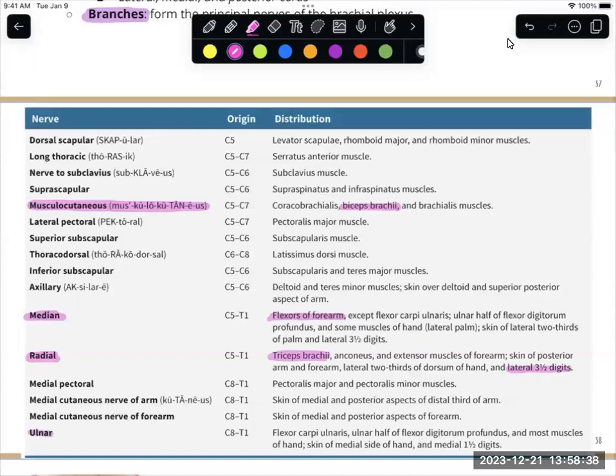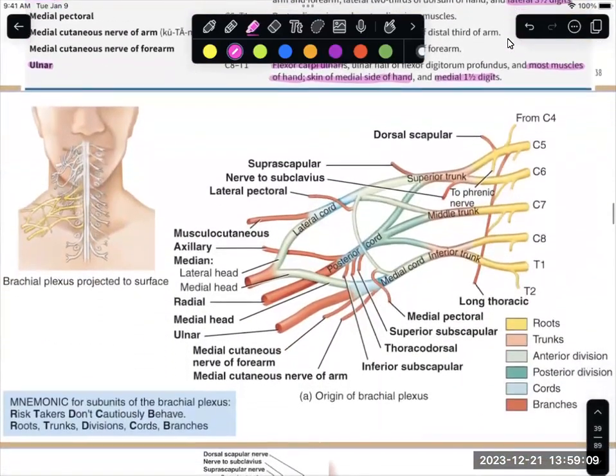Last one, ulnar nerve. Ulnar nerve is going to follow that ulnar side of the bone. So it's going to be that medial 1.5 digits, skin of the medial side of the hand, most of the muscles of the hand. If you ever hit your funny bone, it's your ulnar nerve. That's the nerve that you're tingling right when you hit your funny bone.